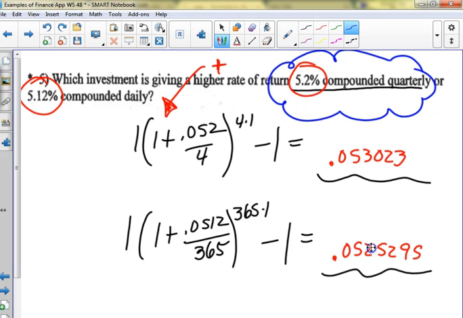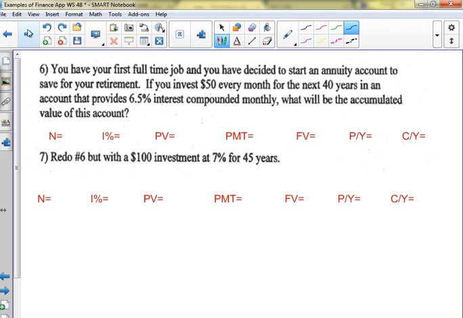Just a little bit higher. Do you see, though, if you'd rounded it here, how they would have had the same answer? So you want to keep places when you do that one. All right. Now we're going to get to the fun ones.